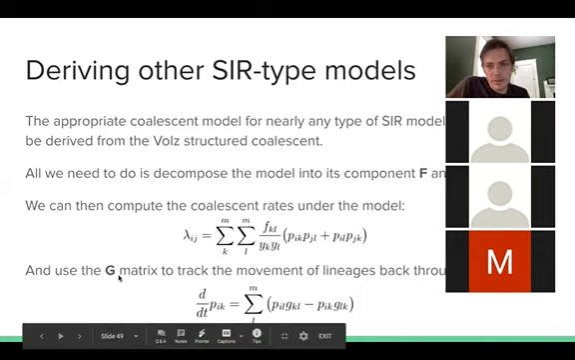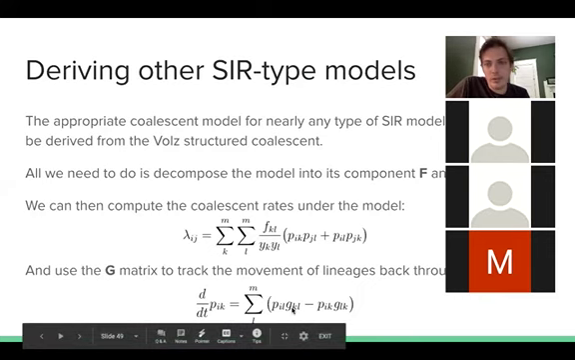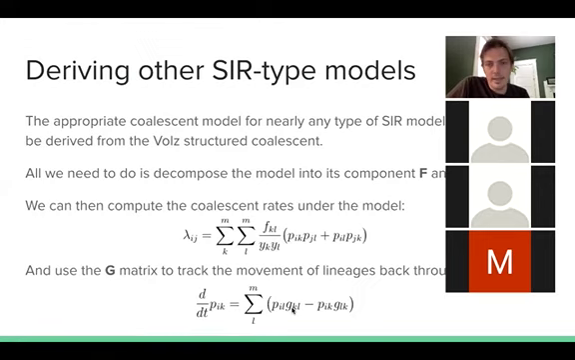Whereas our G matrix only really enters into how we track the movement of lineages going backwards in time using these master equations, where the rates at which individual lineages will move between different populations will be drawn from this G matrix instead of the F matrix, because this represents movement independent of birth, so movement events where no coalescent events can occur.